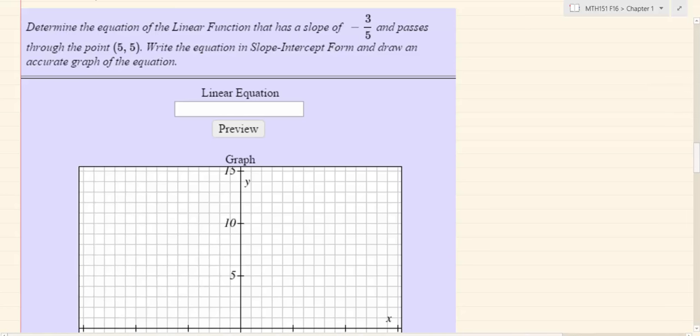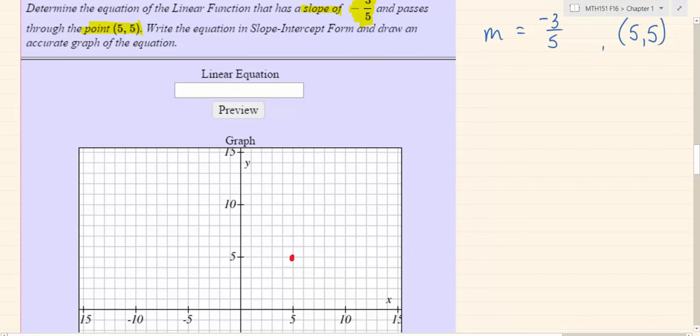Determine the equation of a linear function, fancy words, that has a slope of -3/5. That's an important piece of information. So let's write it over here. M equals -3/5. And passes through the point 5, 5. So it goes through the point 5, 5. Write the equation in slope-intercept form. Plot the point first. 5, 5. There's the point.